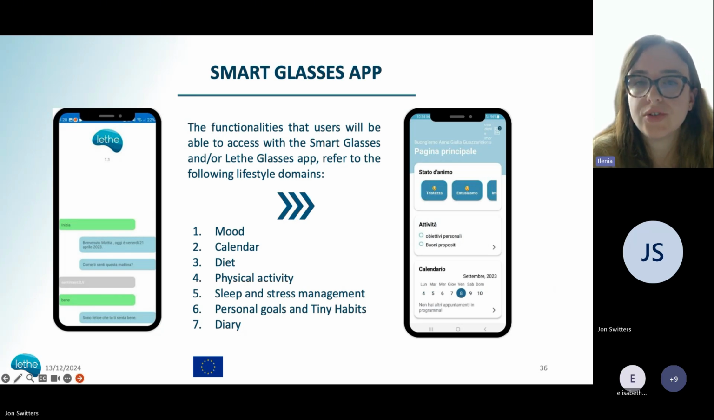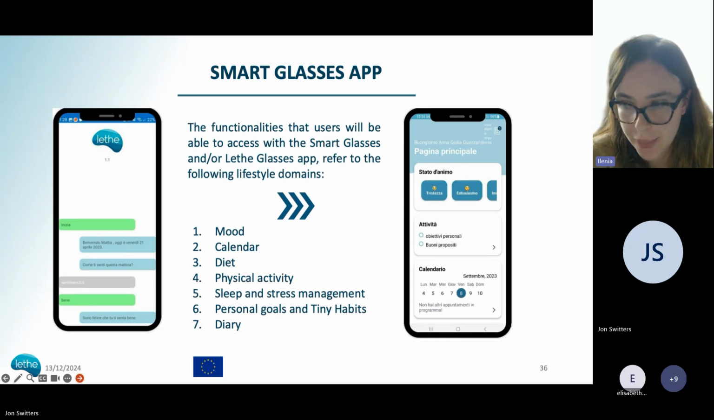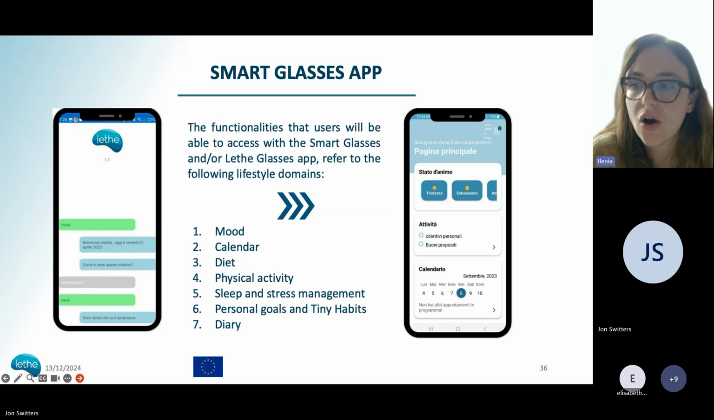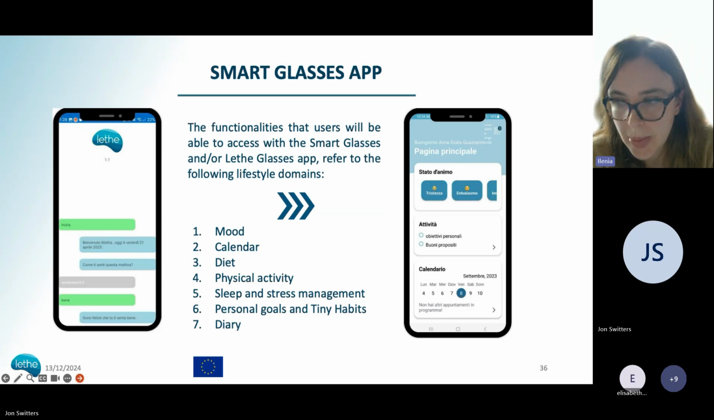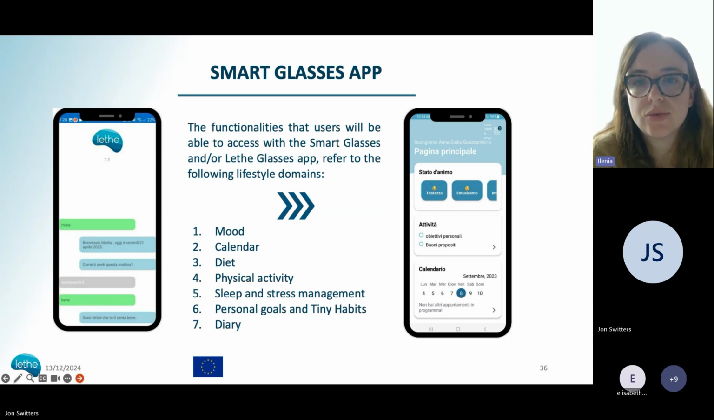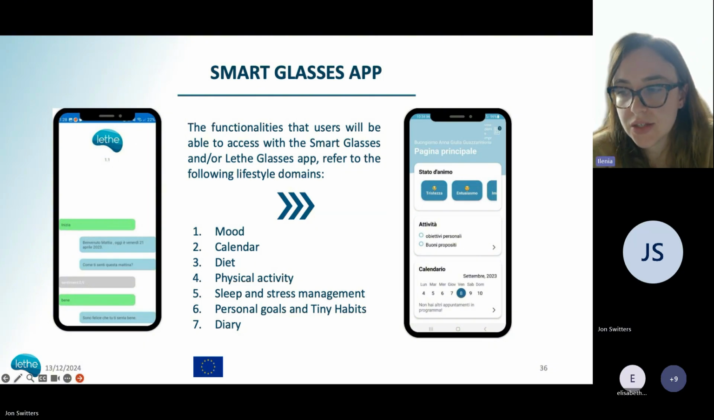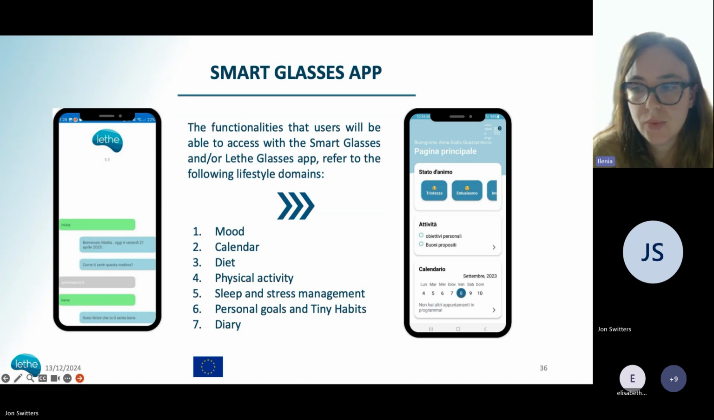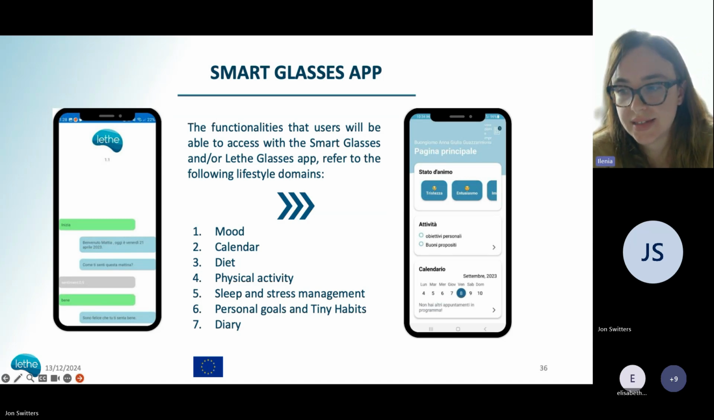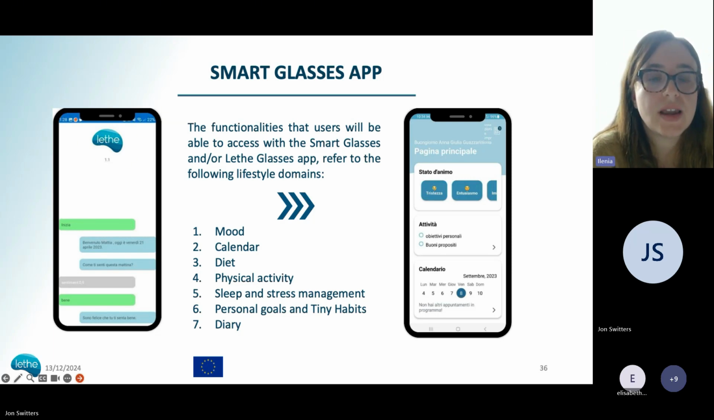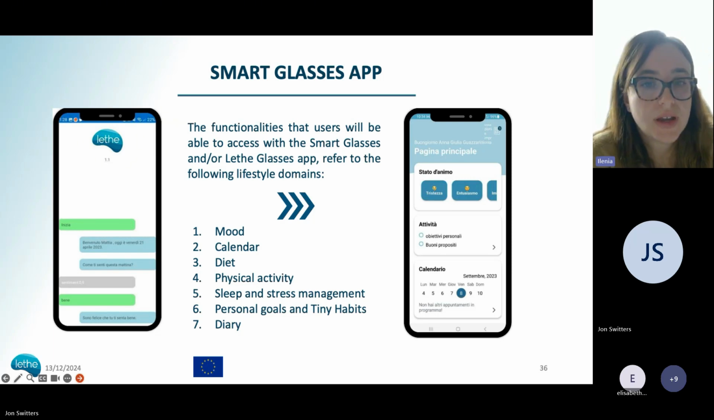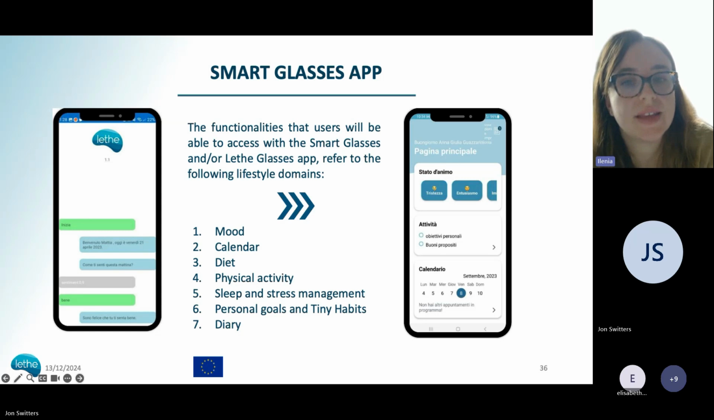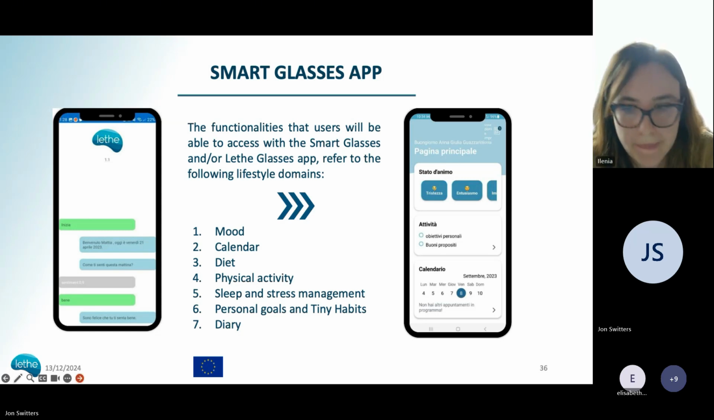A Lethe Glass app was also developed to use the functionalities of the Lethe app through the glasses, in particular the ones related to the Lethe program. And here are the functionalities that users can access with the smart glasses and the Lethe Glass app, which refer to the following lifestyle domains: mood, calendar, diet, physical activity, sleep and stress management, personal goal and tiny habits, and diary. Next, please.